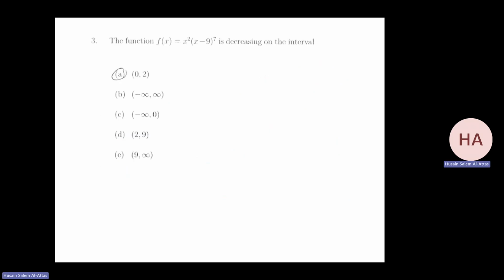Okay. Now we have different functions, so we need to deal with it. The function is continuous, but when you find the derivative, you need to be careful. I have 2x times x minus 9 to the power 7. This is the product rule, function times function, plus x squared, or let me say 7x squared times x minus 9 to the power 6.